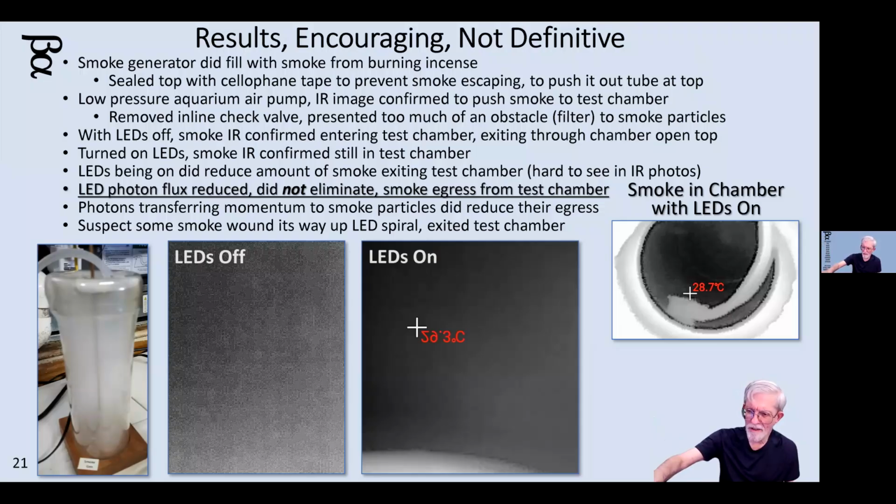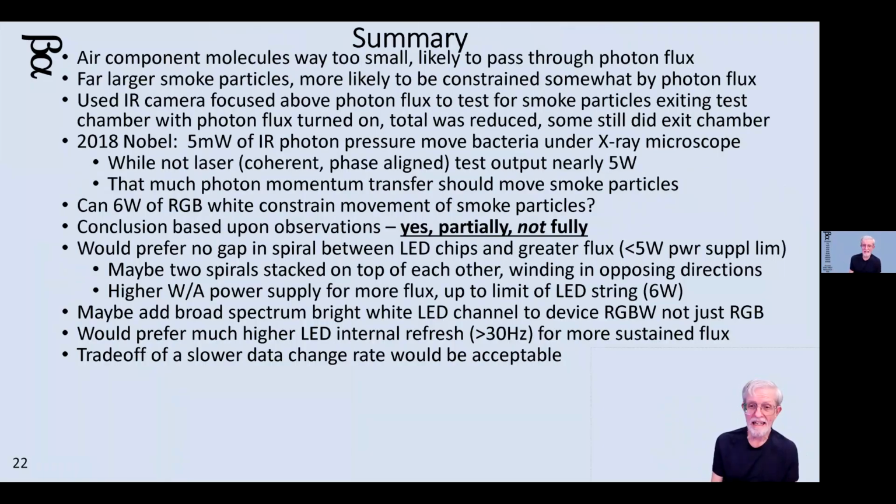And then the picture all the way on the right is the infrared camera looking down into the test chamber. And you can see towards the upper right, there's that foggy area. That was smoke inside the test chamber with the top open and the lights on. The lights are on. That's that big bright ring you see around the outside. So it was containing some of the smoke particles, but not all of them. So in summary, if I wanted to use a photon flux to act as a barrier to air molecules, unlikely to do that unless somebody built some special parts.